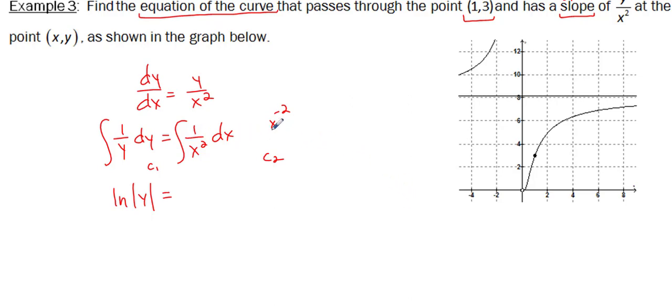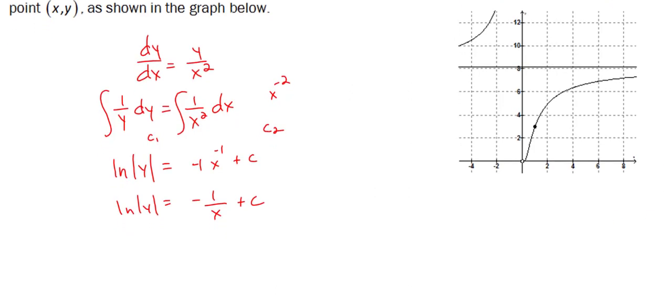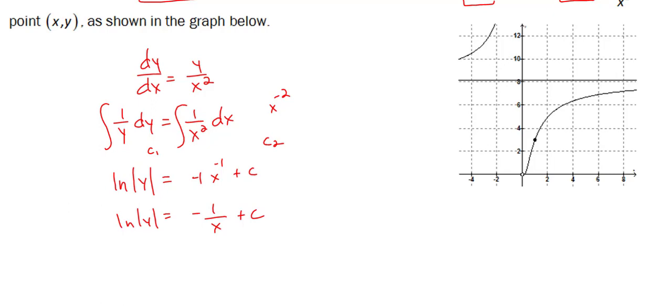Okay, antiderivative of x to the negative 2 power. Okay, it'd be x to the negative 1 times negative 1. So we're at this point. Okay. Solve for y.